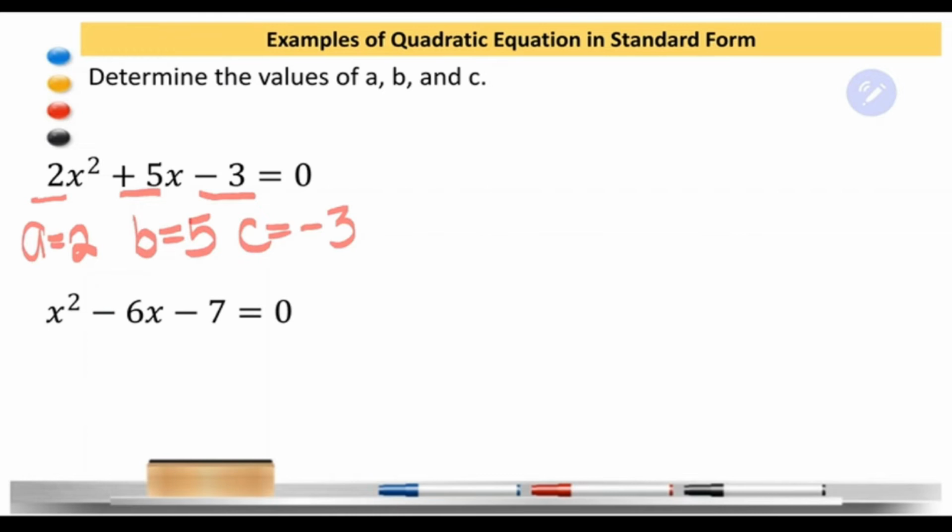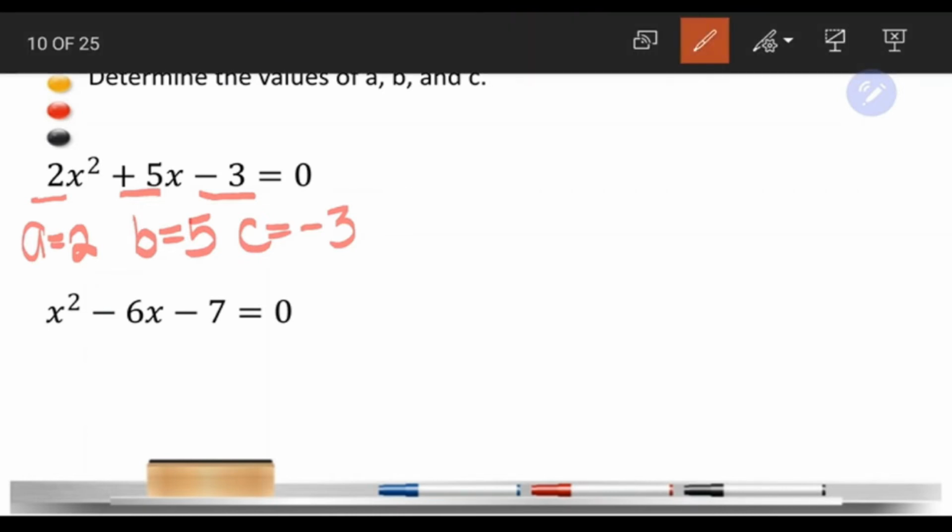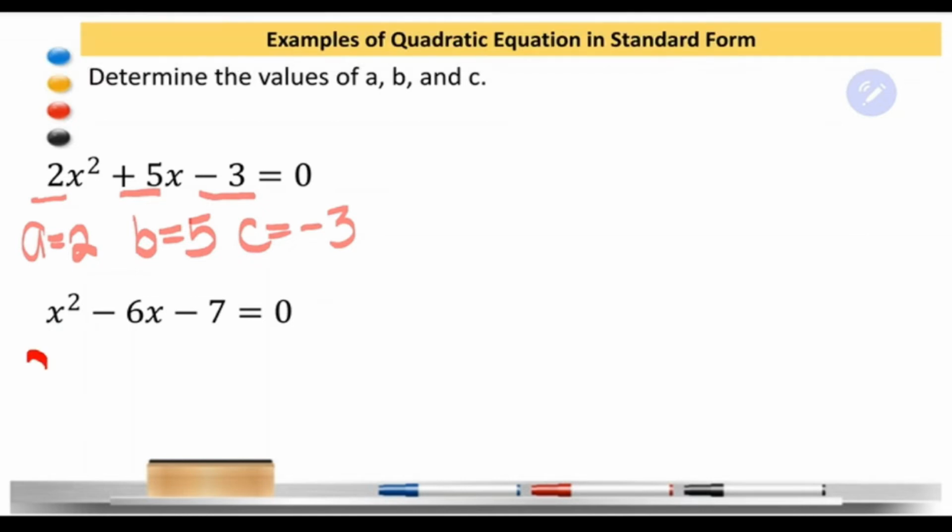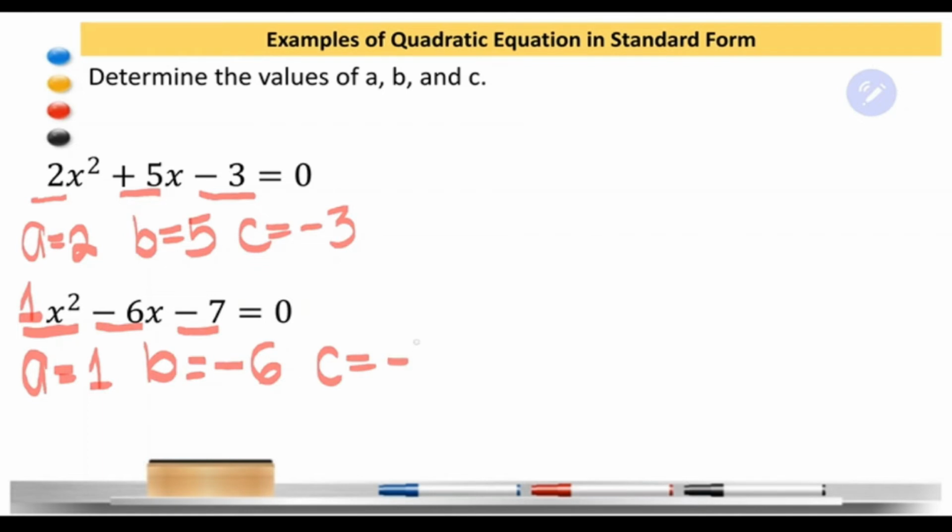So let's have example number 2. I have here x squared minus 6x minus 7 is equal to 0. So our value for a here is equal to 1. If you cannot see any number beside the term or the literal coefficient, meaning to say there is an invisible 1 as numerical coefficient. B is equal to negative 6 and C is equal to negative 7.